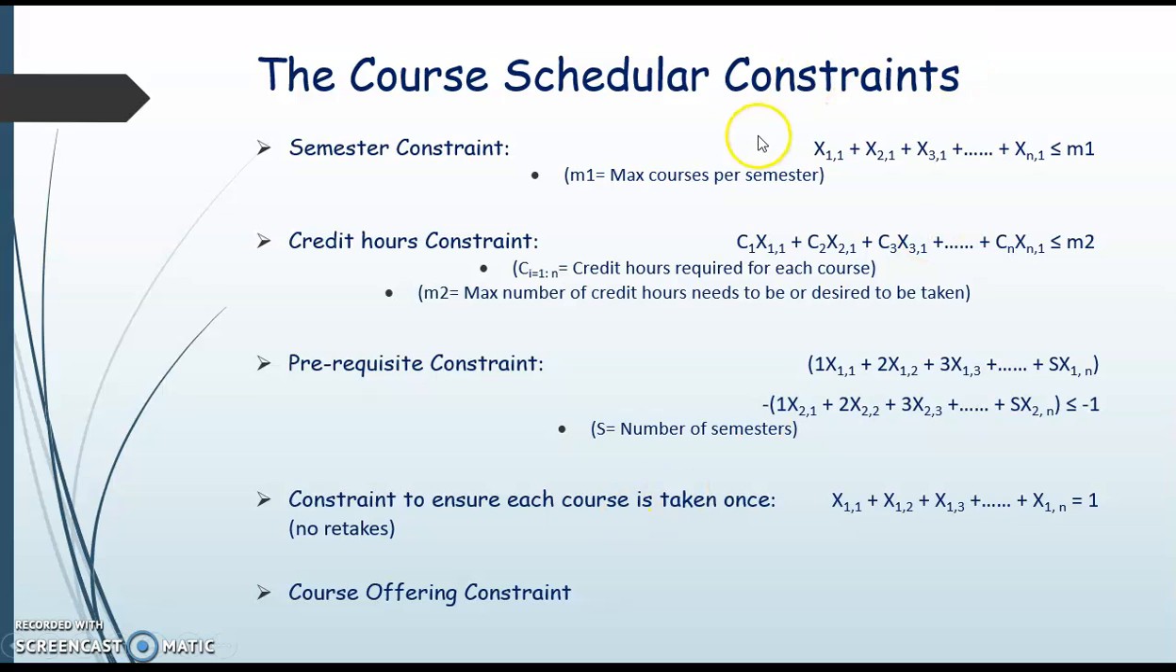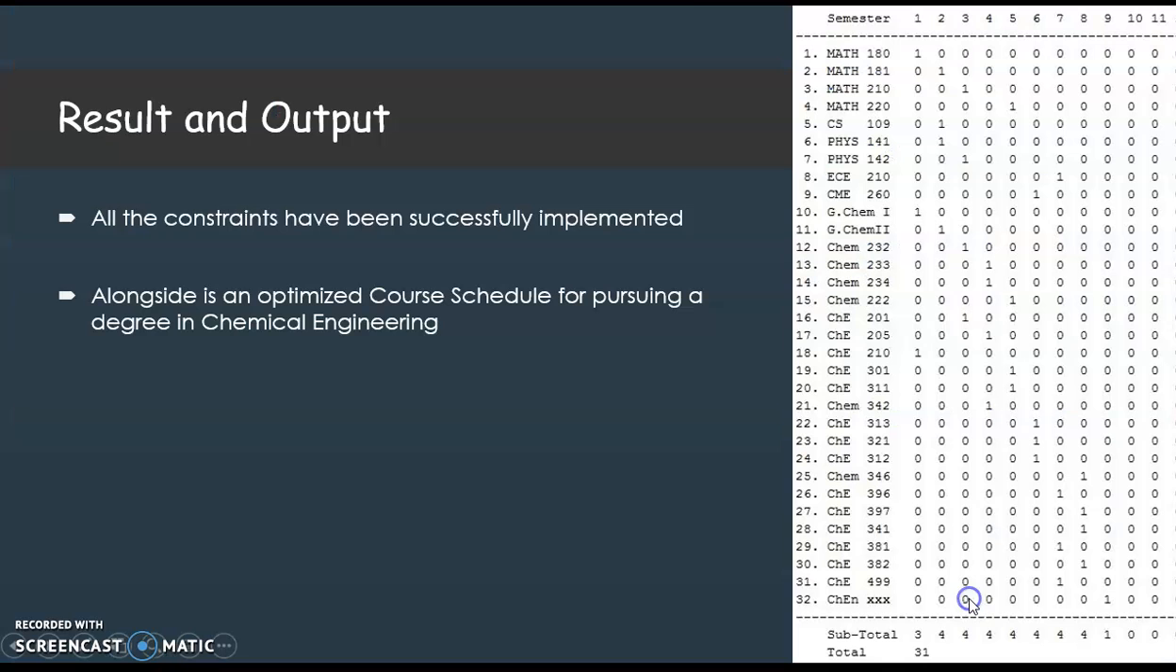Now, keeping all these constraints in mind and implementing them all in optimizing the course schedule, this is the generated output by the linear programming function built in MATLAB. Let's take a quick example: Math 180 is a prerequisite to Math 181, and Math 181 is a prerequisite to Math 210. We can clearly see that they are taken in the proper and correct order. This means that all the constraints have been successfully implemented.